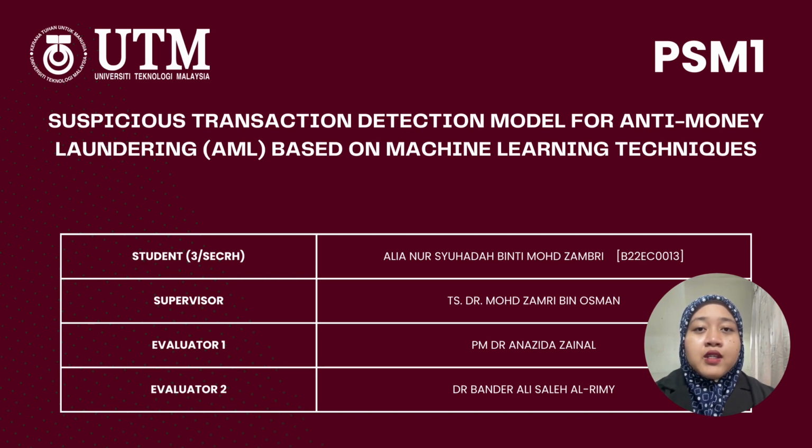So my name is Alia Nushahada binti Muhammad Zamri with my metric number B22EC0013, and I'm a third year student in Computer Network and Security. So this video will be all of the information gathered for my PSM1, which is Suspicious Transaction Detection Model for anti-money laundering based on machine learning techniques.